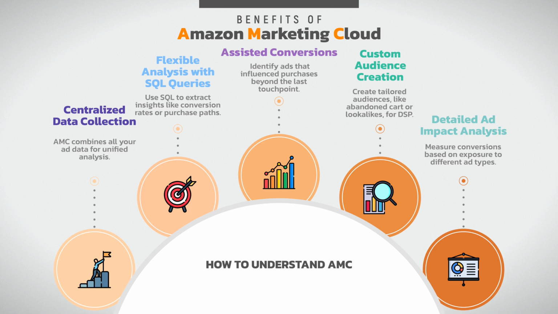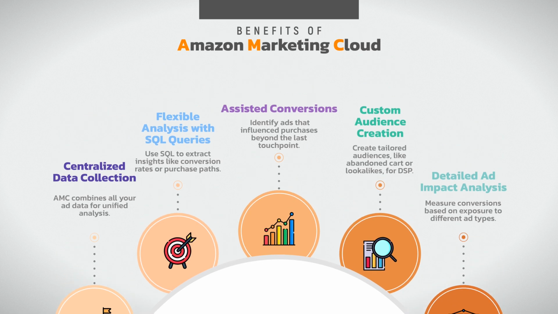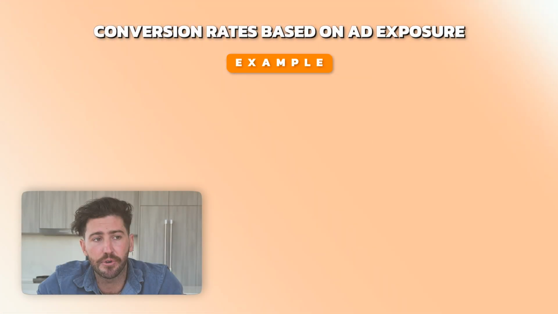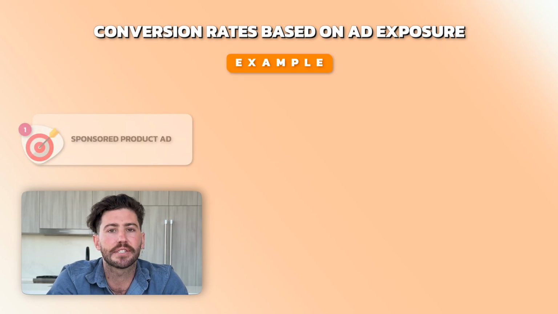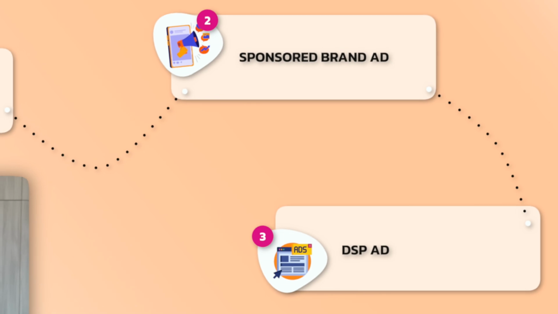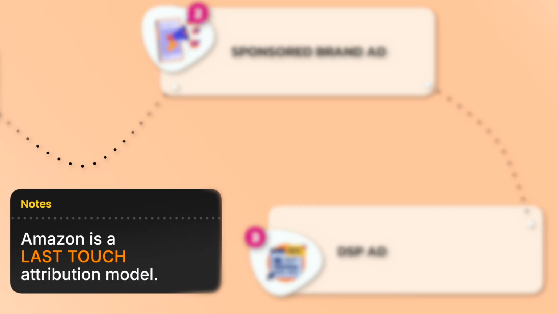So basically, AMC pools all of your data together, and typically if you access AMC by yourself, you'll have to use SQL queries to pull data that can really tell you whatever you want. As an example, it's conversion rates based on ad exposure, it's path to purchase between if somebody looked at a sponsored product ad, then a sponsored brand ad, and then a DSP ad, and then they bought it. Usually because Amazon's a last attribution model, only the last thing that somebody touched is the one that's going to get the conversion credit. You can see things like assisted conversion metrics.